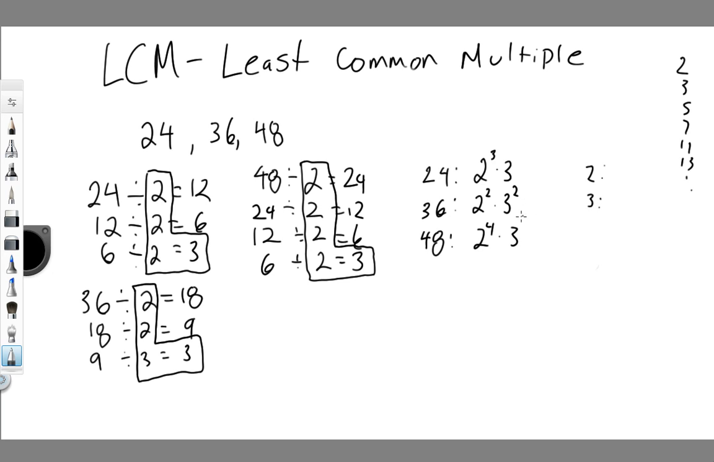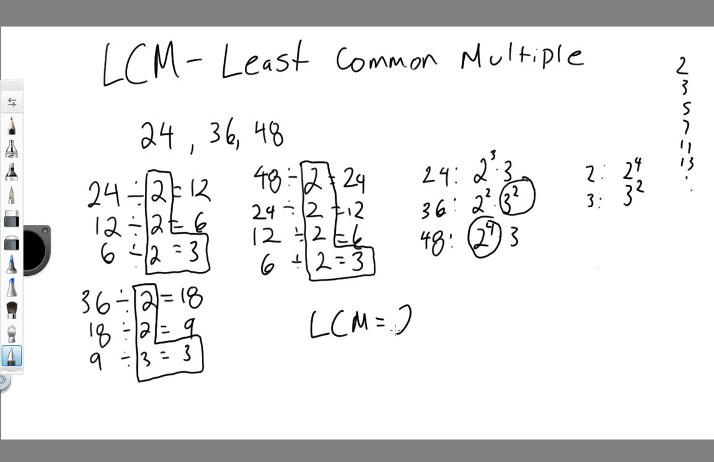So we look for the highest power of 2. Doesn't matter which one it comes from. It can come from different ones, or it can come from the same one. So the highest power of 2 is this guy right here, 2 to the 4. And then the highest power of 3, we got a 3 to the 1, a 3 to the 1, and then we have a 3 to the 2. So that's the highest power of 3, 3 to the 2.